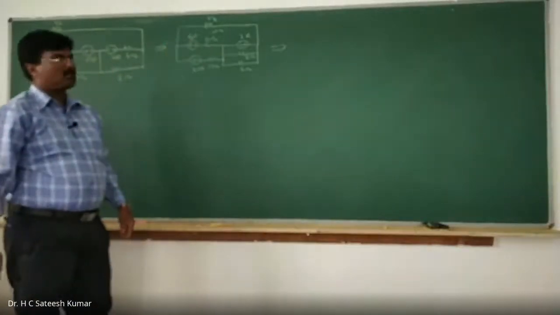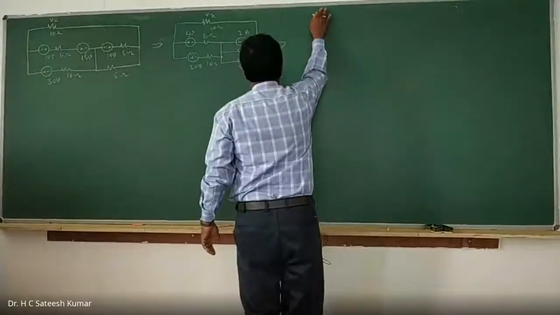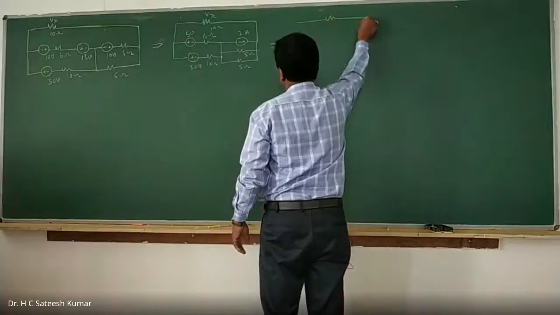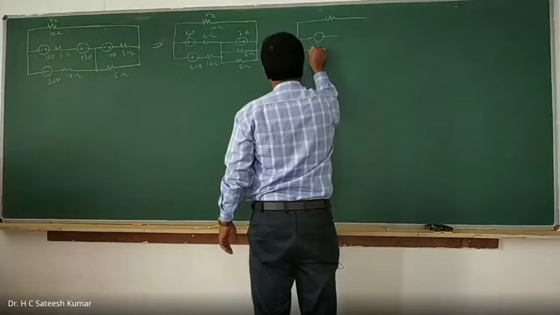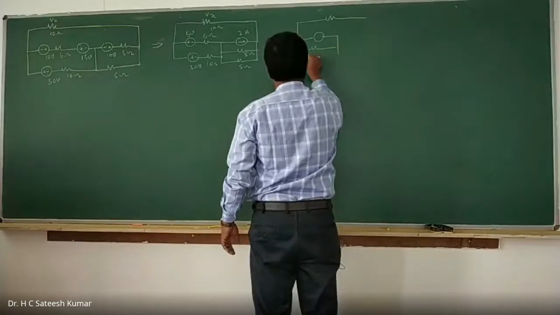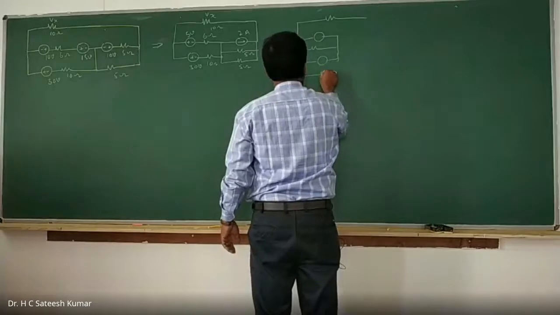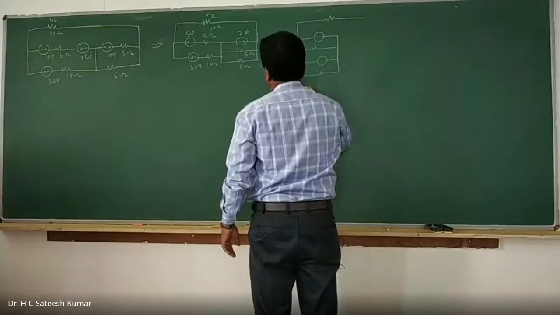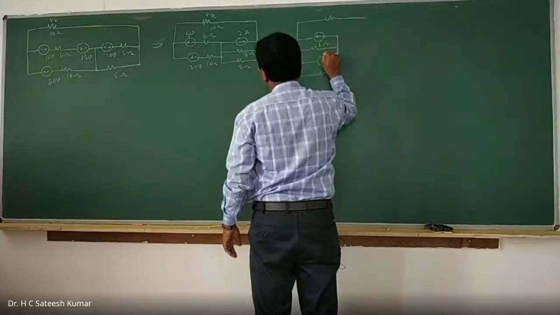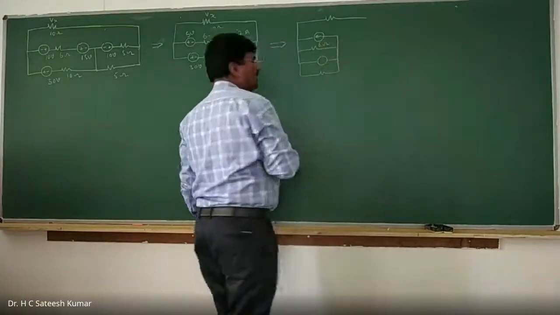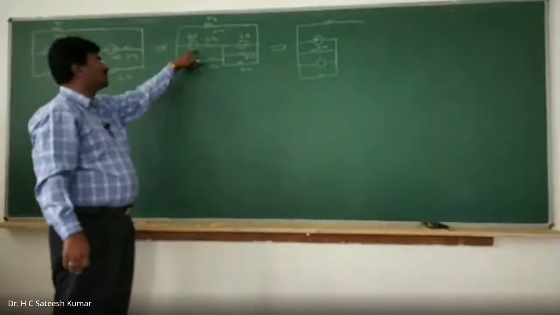These two are parallel, means what? For simplification of parallel connections, convert it into a current source. So therefore, what I should do is, I is equal to V by R, 5 by 6.